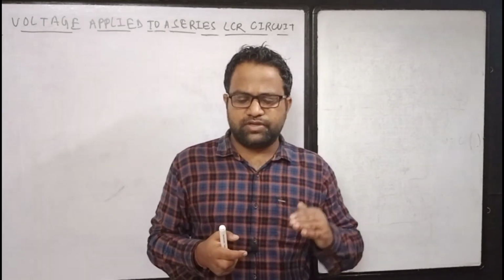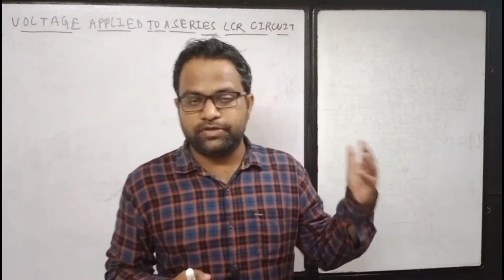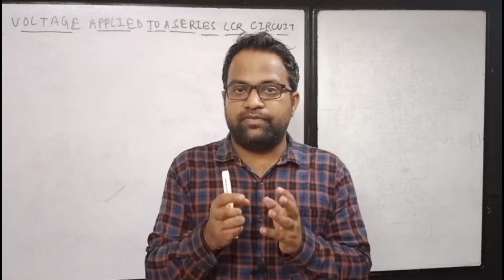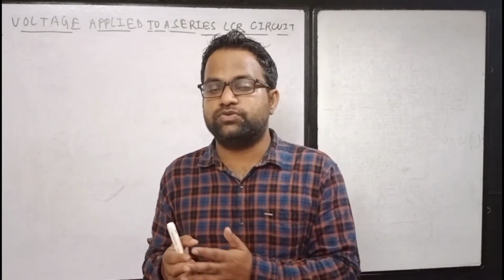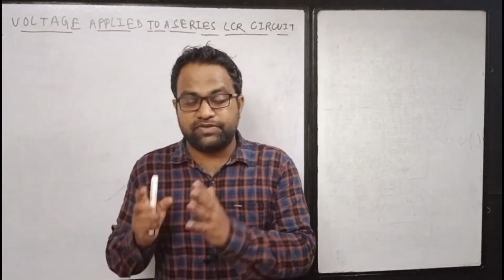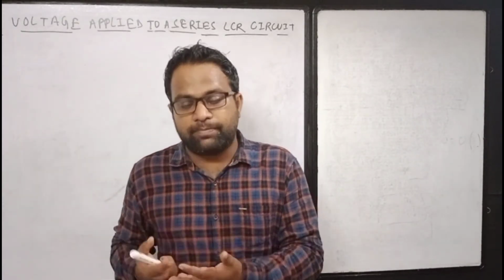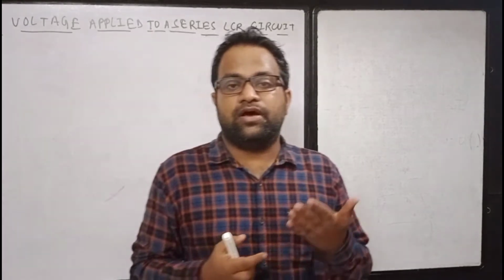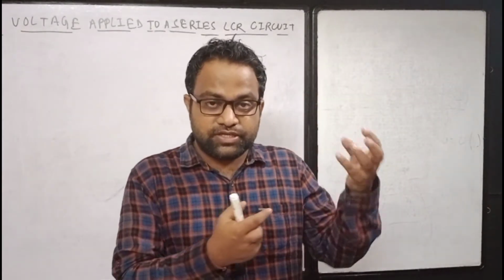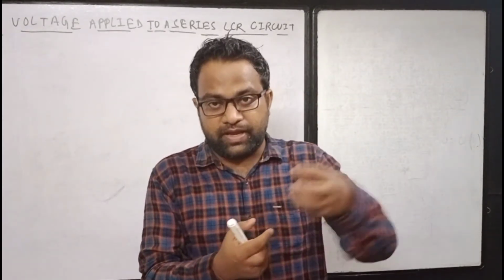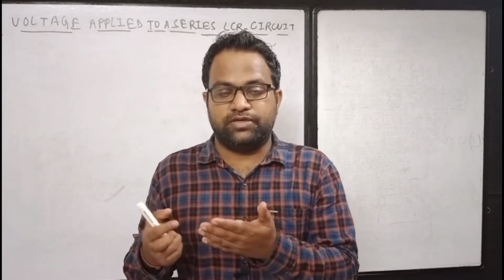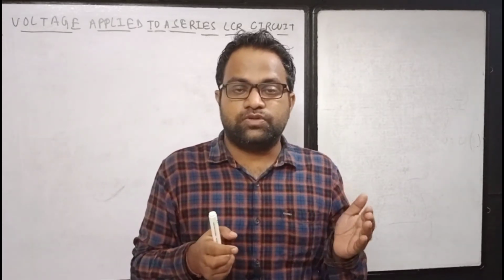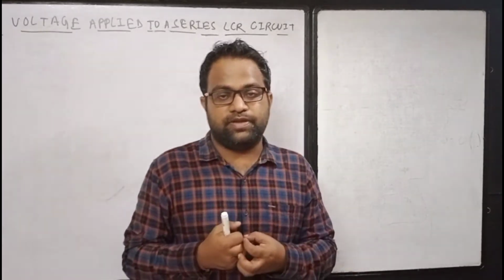Already, I think in my previous video, I have explained when an AC voltage is applied to a capacitor only circuit. If a circuit has only a capacitor, then what will be the relationship between your applied voltage and the current in the circuit? So that one I have already explained.